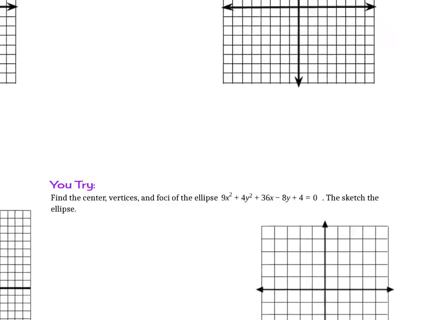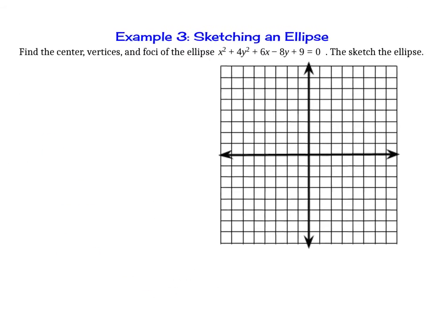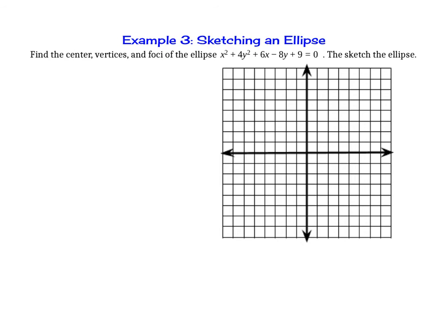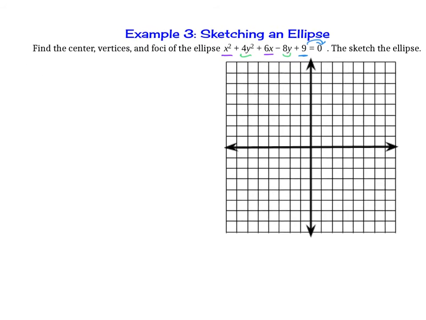Let's try another example. Find the center, vertices, and foci of the ellipse x squared plus 4y squared plus 6x minus 8y plus 9, and now we're going to sketch it. First, we need to rewrite this. What we're going to do first is group like terms together, the x's together and then the y's together. And then we're also going to move this 9 to the other side, because we want it to look like one of our formulas.